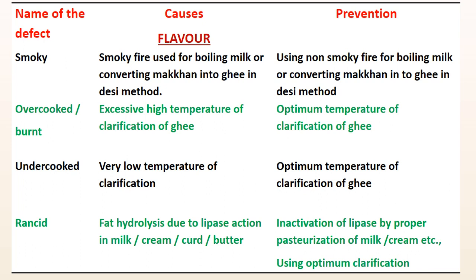The second one is overcooked or burnt flavor. It is due to excessively high temperature of clarification of ghee. The prevention is optimum temperature of clarification of ghee. The third one is undercooked flavor. It is due to very low temperature of clarification. So the solution is optimum temperature of clarification of ghee. The fourth one is rancid flavor, due to fat hydrolysis by lipase action in milk, cream, curd or butter. The prevention is inactivation of lipase by proper pasteurization of milk, cream, etc. and using optimum clarification.